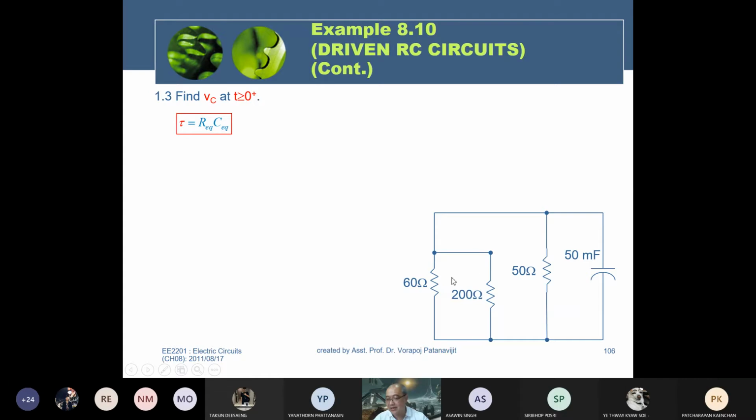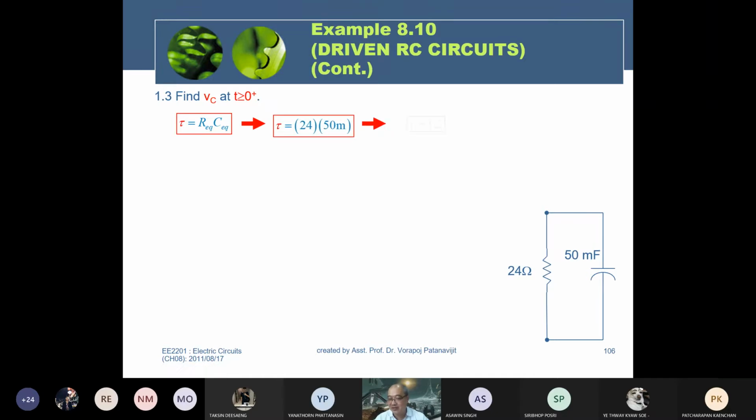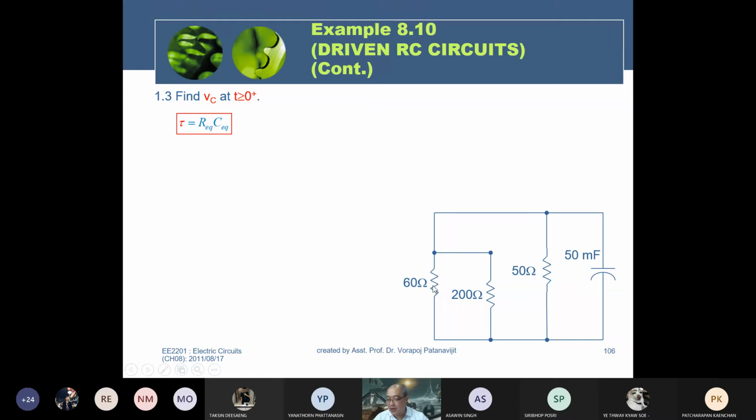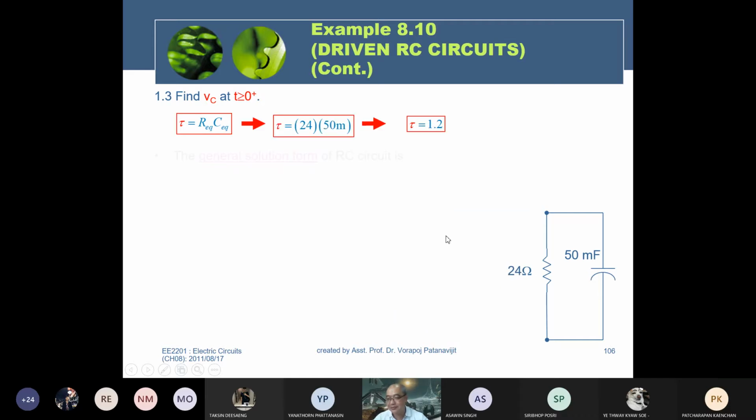Three resistors are connected in parallel. Connected in parallel, you can combine them, right? Parallel, okay? And the result equals 24 ohm. Now, the equivalent resistor equals 24. If you don't know how to combine them in this step, some use 50, some use 200, some use 60. Wrong, all wrong, okay? This thing is equal to 24, okay?